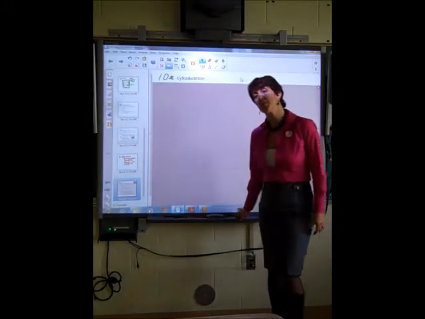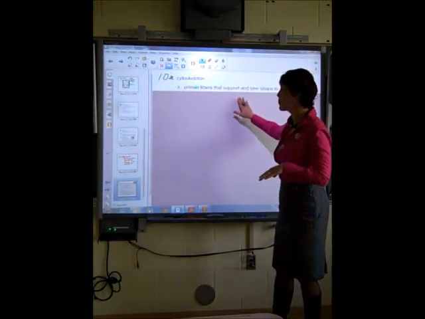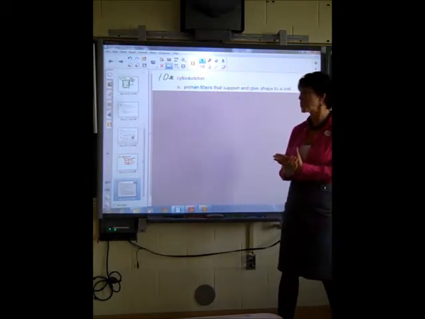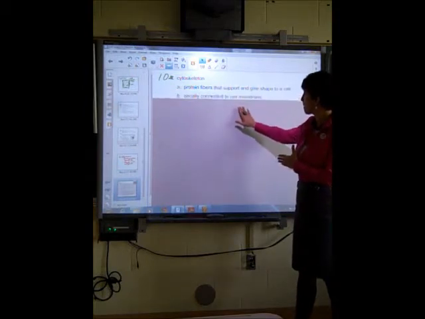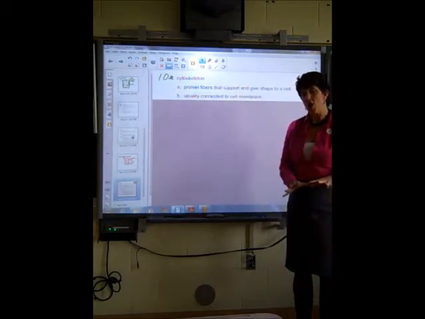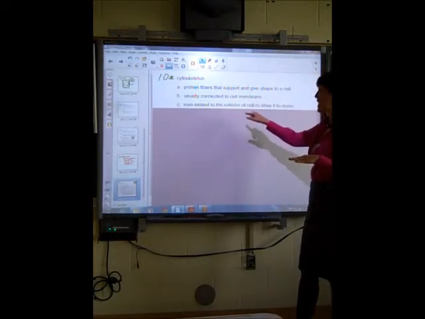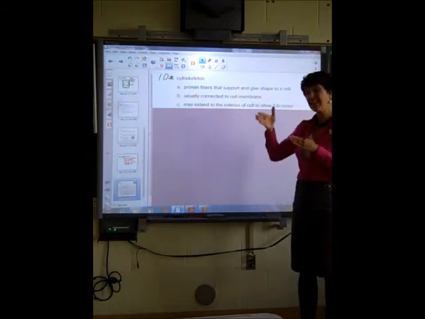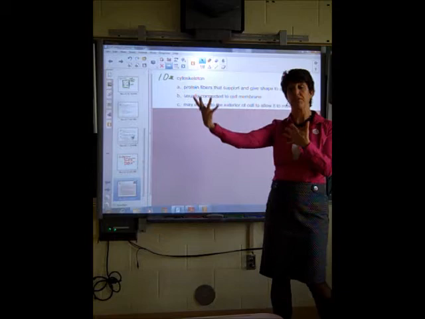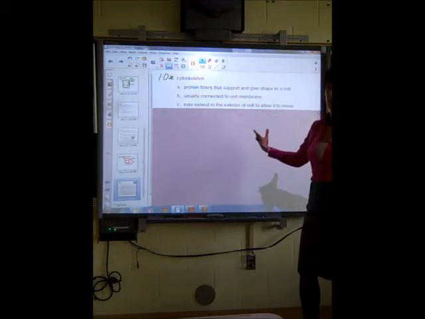Number 10 is what we call cytoskeleton. Cytoskeleton is the protein fibers that help give the cell shape and structure and support. They're usually connected to the cell membrane, so you will see them along the outside of the cell. They may extend to the exterior, meaning they might actually go all the way through the membrane and go out of the cell. When they go out of the cell, they're usually to help the cell move.